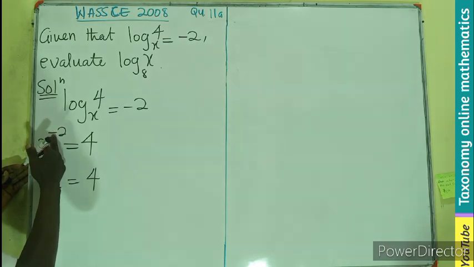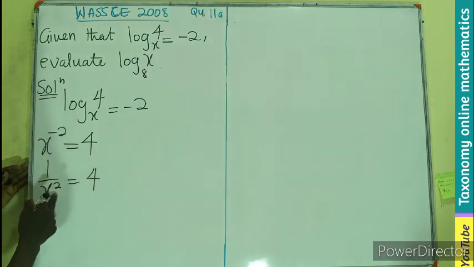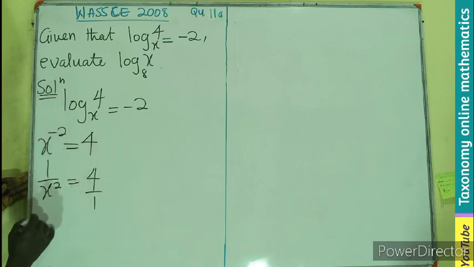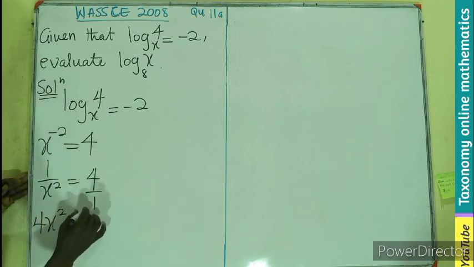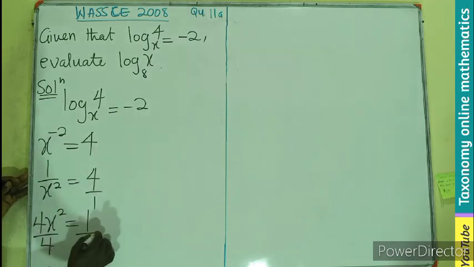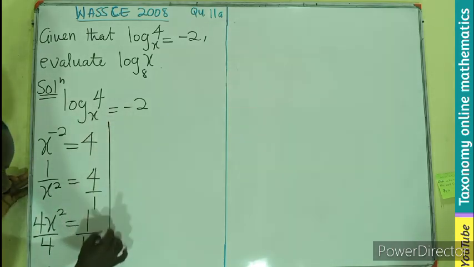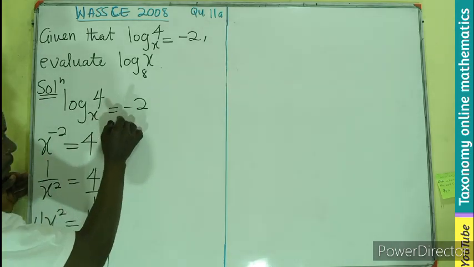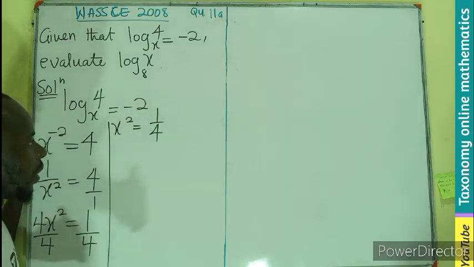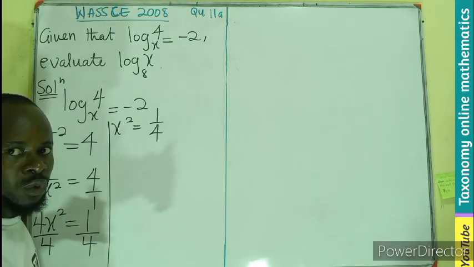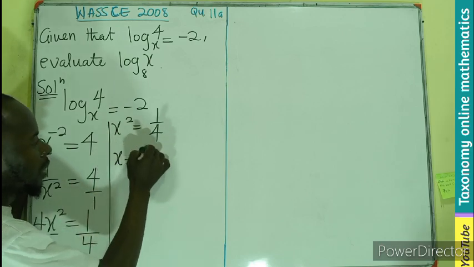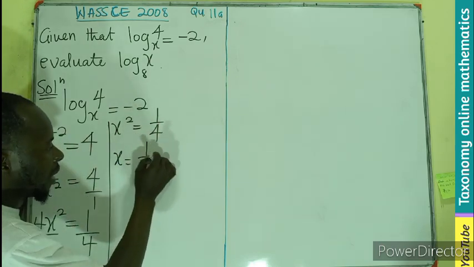So we change this to become positive. Don't forget there's a 1 here. We can cross multiply to have 4x squared equals 1. But we are looking for x, so we divide by 4 on both sides, meaning that x squared will be equal to 1 over 4. Okay, if that's the case, we need the x, not x squared, so we find the square root of both sides. Your x will become the square root of 1 over 4, which is 1 over 2.